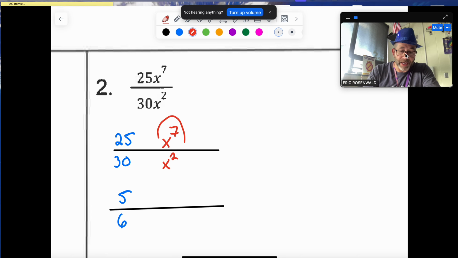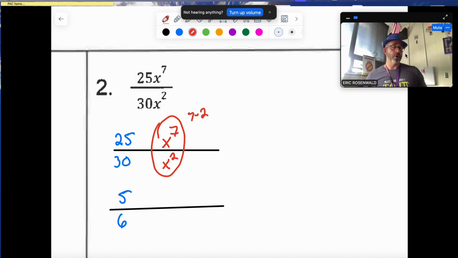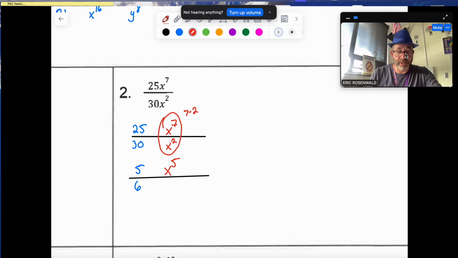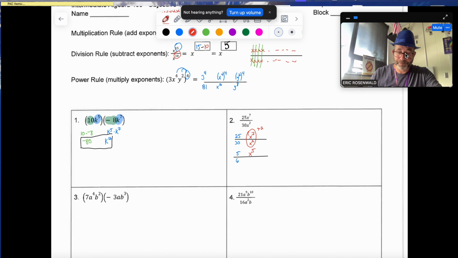Now with this, we have x to the 7th over x to the 2nd. Remember, this is a subtraction situation. We're going to simply do 7 minus 2. And think about, where is there more? There's more on the top than there are on the bottom. And so the top is going to win this battle. That's where those 5 are going to stay, at the top. There's still 5 on the top. Okay, that's it. That's your whole answer. 5 over 6 and x to the 5th on the top.